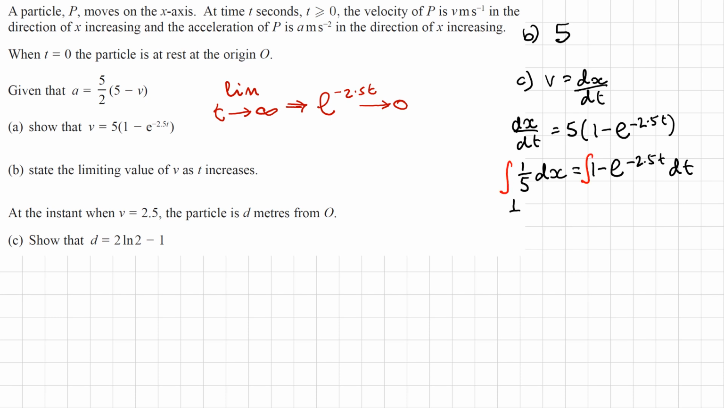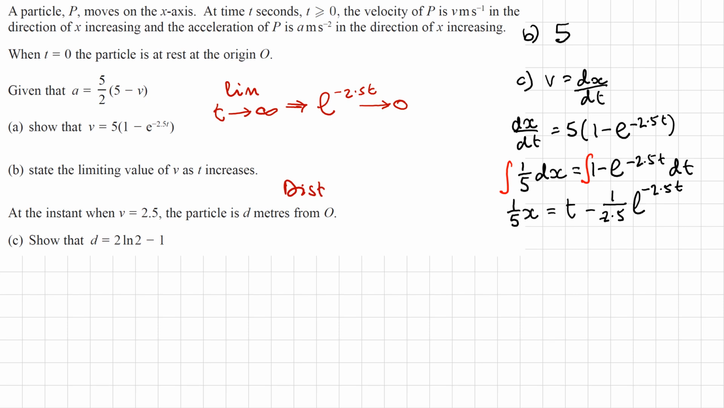So on the left, I'm going to have 1/5 x. And then on the right hand side, I will have t, and then minus. Now using reverse chain rule, I'm going to be dividing by the inside differentiated, which is going to be dividing by negative 2.5. Integrate the outside so it stays as e, and remember that the inside of the brackets doesn't change. Now I'm not going to need any constant of integration here because I'm finding a distance.